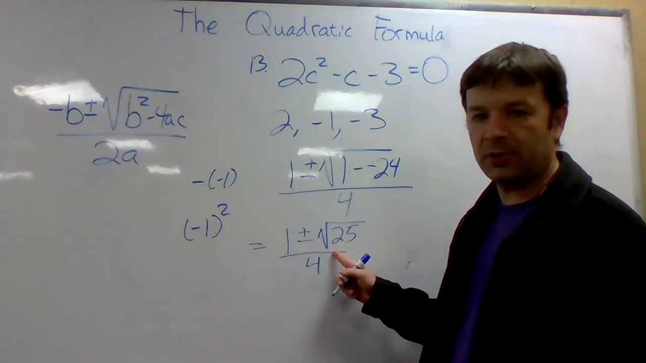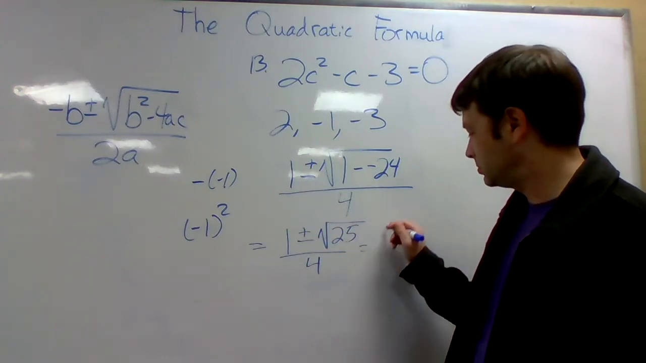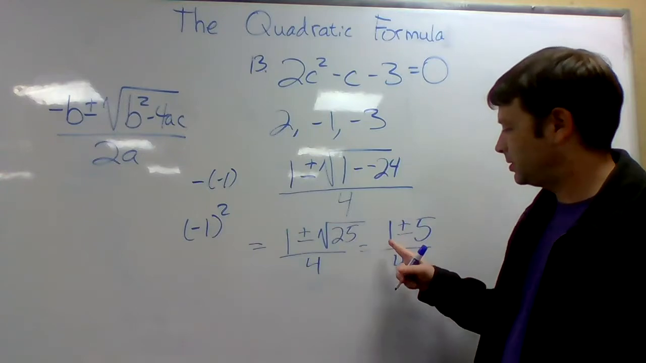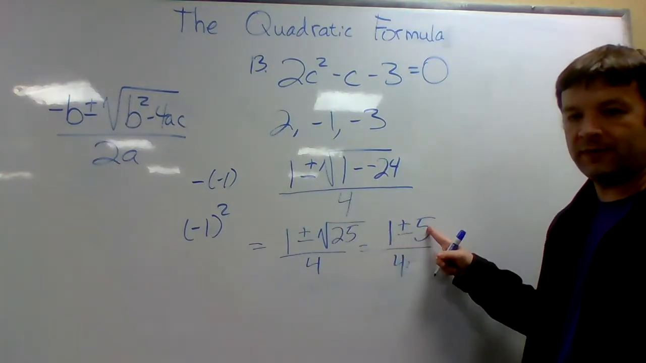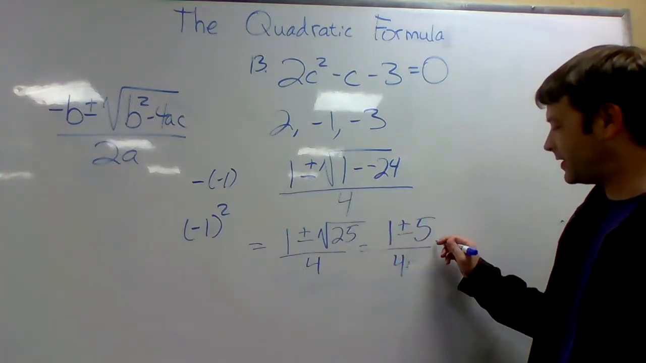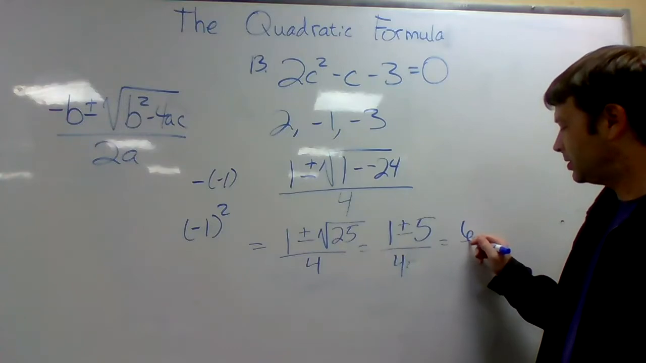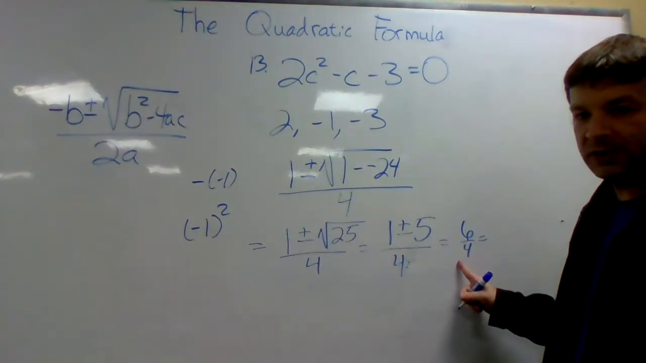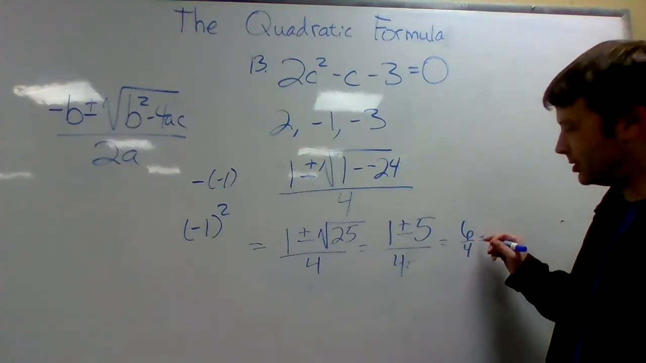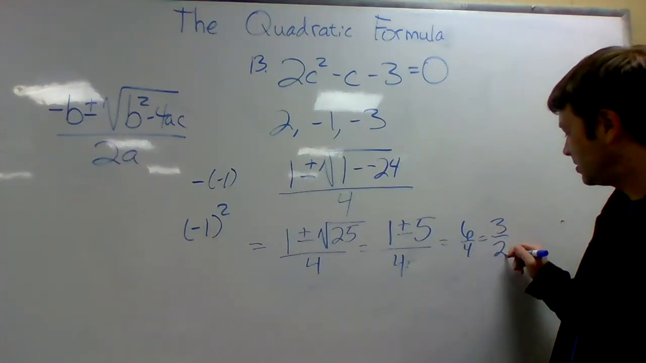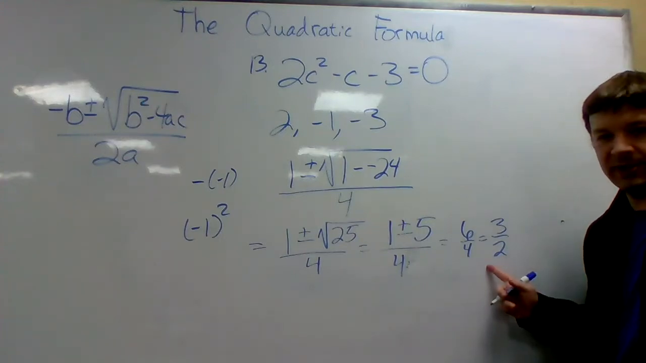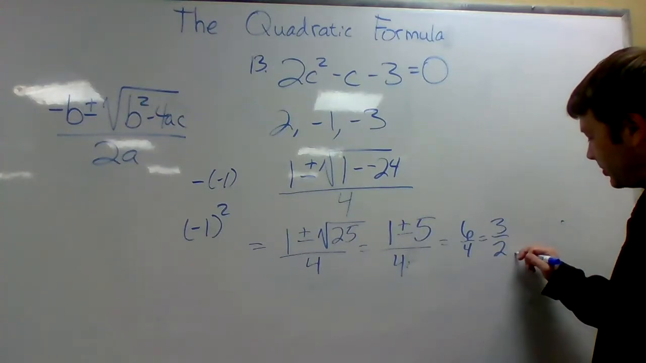And what is the square root of 25? 5. Okay, so we got 1 plus 5 is 6. 6 divided by 4, you could say is 6 fourths, but we wouldn't do that. We would divide both of those by 2 and say it's 3 halves. Okay, it didn't come out nicely. It's a fraction. It's okay. We're going to let it happen.